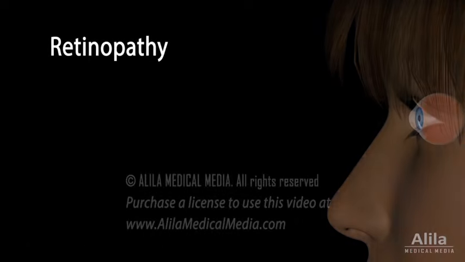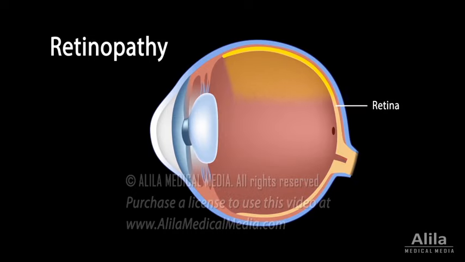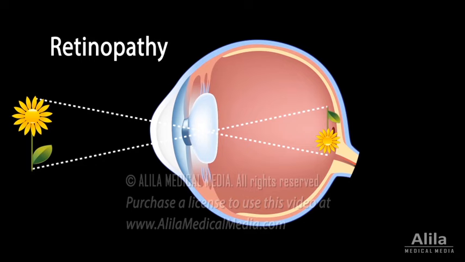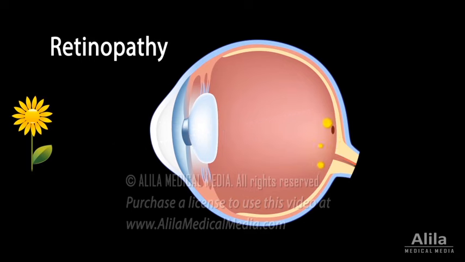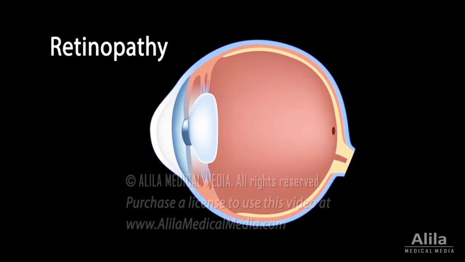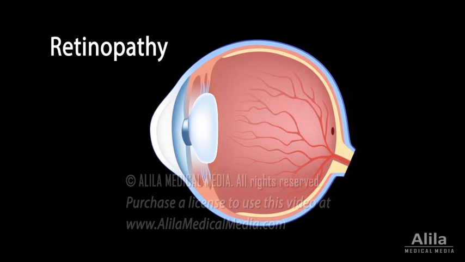The retina is the light-sensitive tissue lining the inner surface of the eye. It receives visual images and converts them into nerve impulses for the brain to perceive as vision. Retinopathy is disease of the retina. It typically involves damage of small blood vessels that nourish the retina.